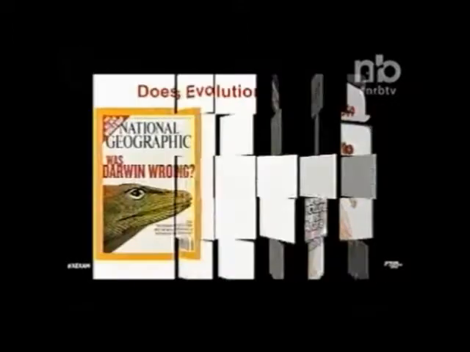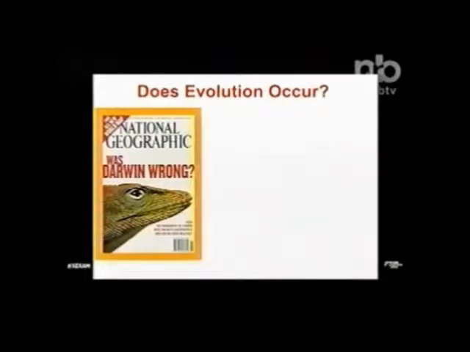About 10 years ago, National Geographic had a whole edition devoted to this question: was Darwin wrong? What do you think they answered? Of course they answered no. They think Darwin was right. And of course he was right about much of what he said. There is adaptation within type. But they tried to extrapolate that into across types.